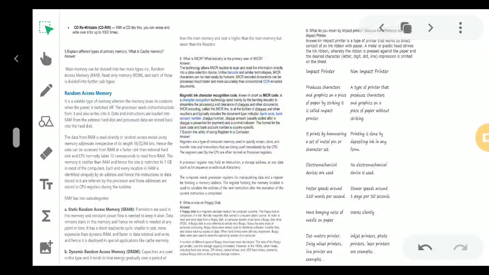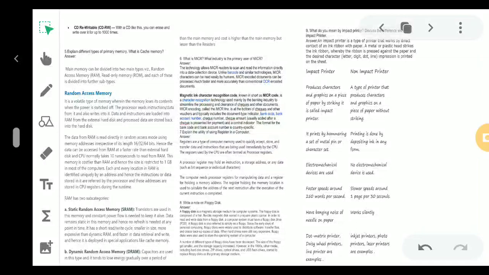First of all, if you consider the main memory, it can be divided into two types: read only memory and random access memory. These are the two types of primary memory, or main memory, we have. As it is a long descriptive type question, we have to explain all the parts.